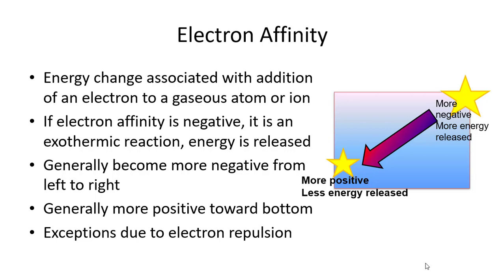Okay, now something to think about here is the more negative something is, the more energy that's released. Whereas going all the way to the very bottom, it's still going to be a negative energy change or a release of energy, but it's just less of that energy is released. So it's more positive. It's not that it's positive, it's more positive. So the idea here is which elements have the greatest electron affinity? Those that are generally at the top right-hand corner.